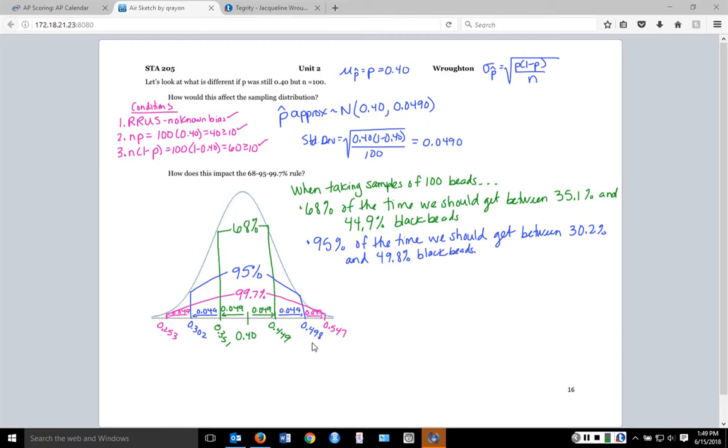And then finally, if we go out that third standard deviation, or 99.7% of the time, we should get, this time, between 25.3% and our 54.7% black beads.